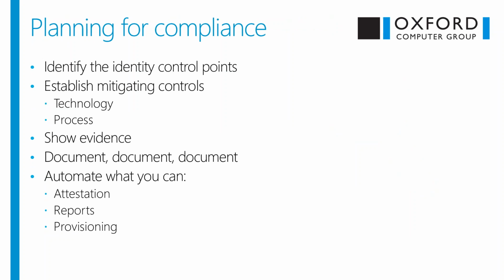So how do we plan for compliance? Well, we have to identify the control points. You know, where are those control points? A lot of times that's sitting down with your audit team, figuring out what they are looking for. It's something that we've done where we've actually gone through different audits and looked at the controls, figured out where they map to identity, and established those mitigating controls.